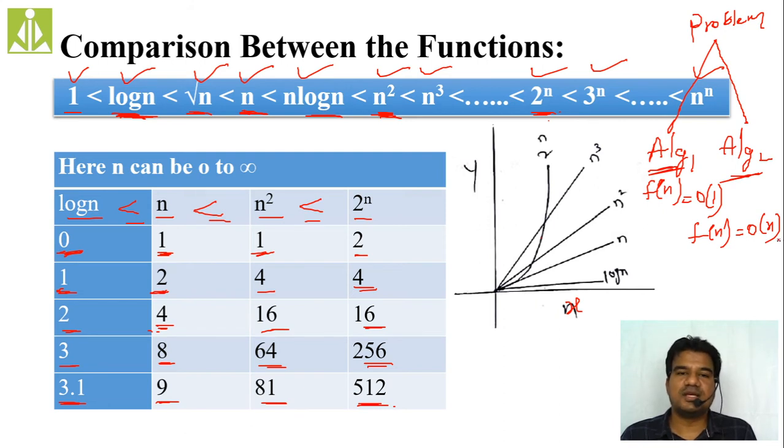Which one will consume less amount of time? Definitely order of 1. Order of 1 will consume less amount of time. As you can see over here, it is the least possible case in our equation. So we have to select this order of 1 if the algorithm is having order of 1 time complexity function.